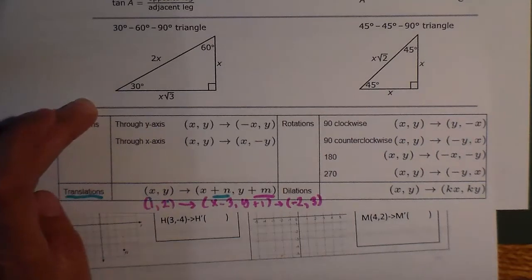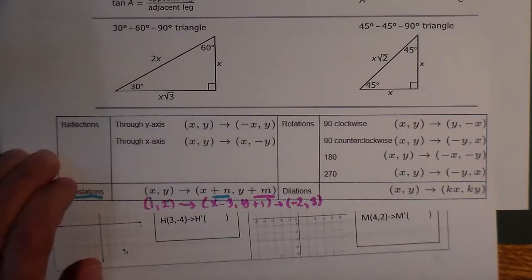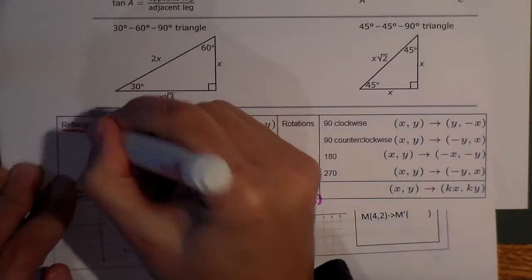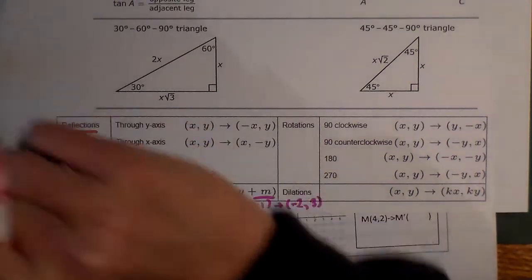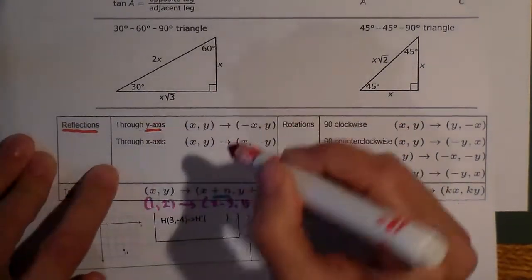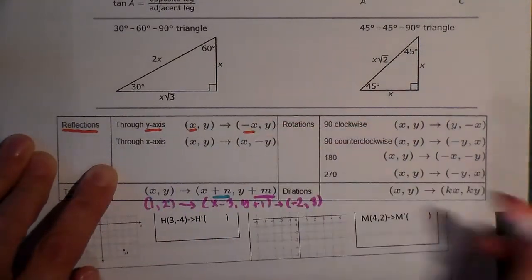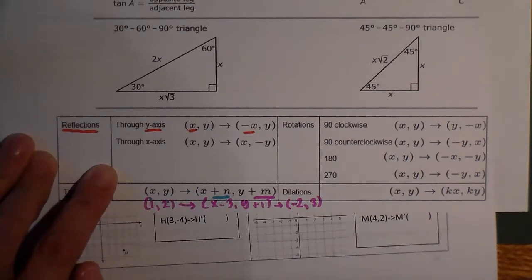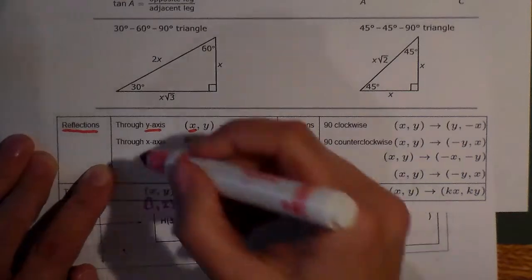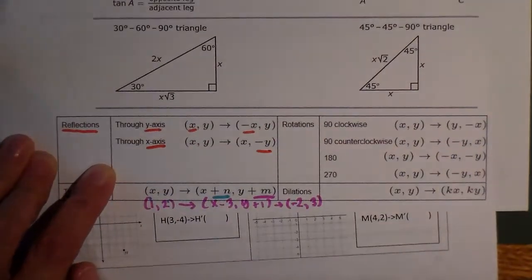If you want to look at the reflections here, again, I'm getting my fun little markers out. I've got reflections here. So for the reflections, x-axis and y-axis. If it's over the y-axis, notice what changes. The x just changes sign. So if it was positive x, it becomes negative. If it was negative x, it becomes positive. That's it. Okay? If it's over the x-axis, the y changes sign.